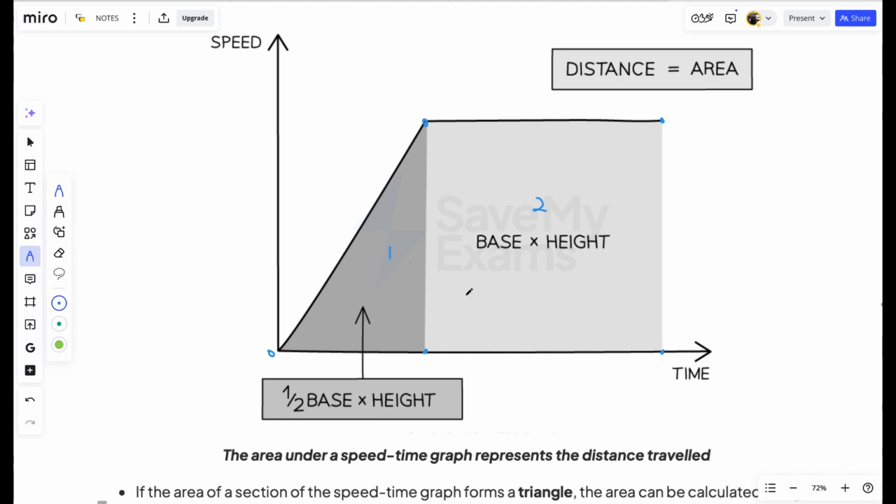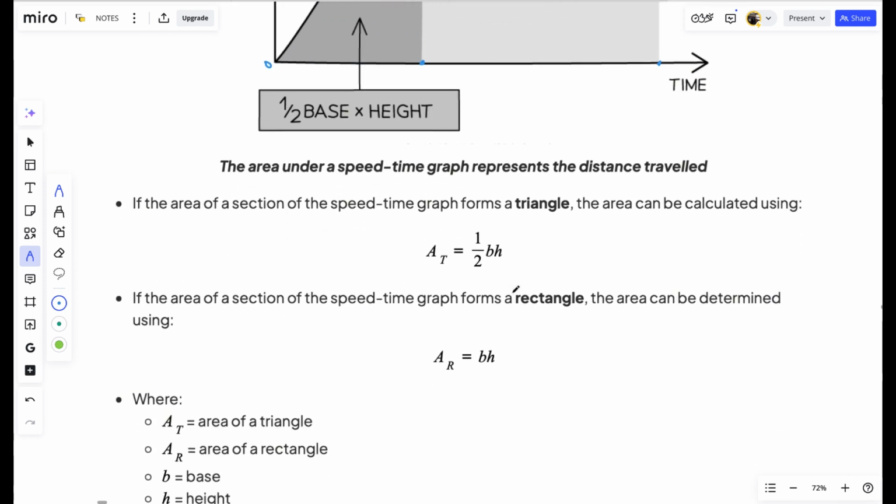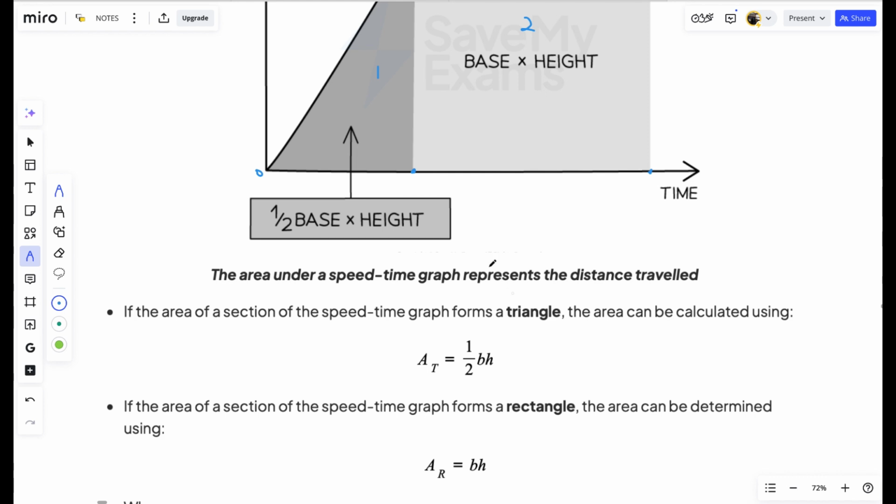And if you want to find the distance traveled, you find the area under the graph. Calculate the area under the graph, and you get the total distance traveled. Is that okay? Now, like we said, if you look at this one, it's half base times height. We know how to calculate the area of a triangle: half base times height.